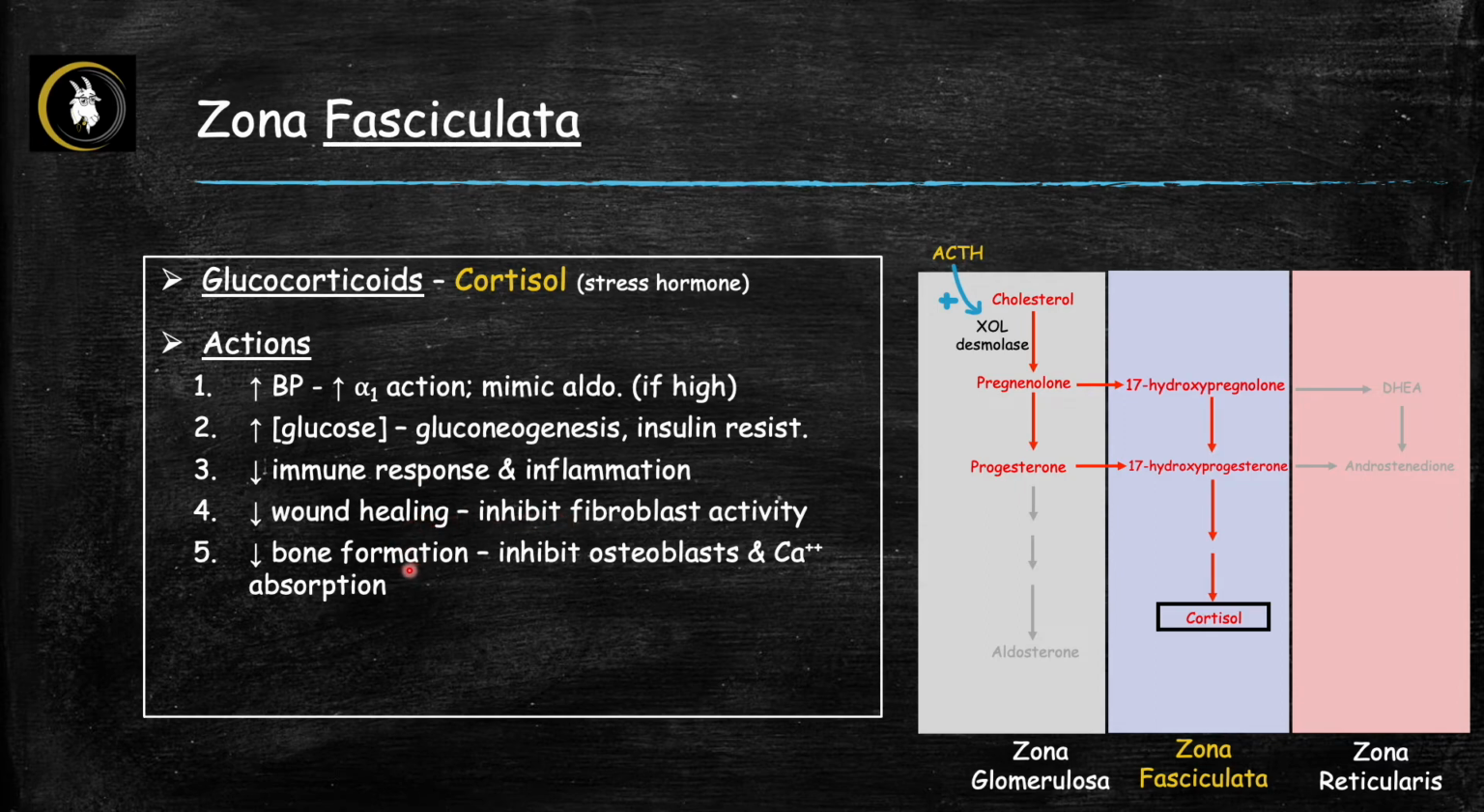And another side effect is related to cortisol's action on bone formation. It actually decreases bone formation because it inhibits osteoblasts, which are cells in the bone that build bone. It also reduces calcium absorption from the gut, and calcium is important for building bone. And so by these actions, cortisol reduces bone formation.